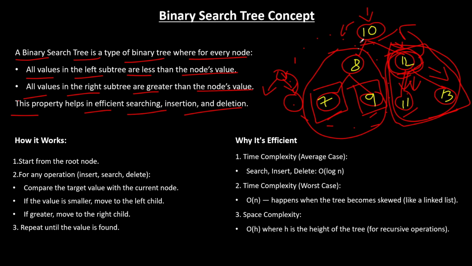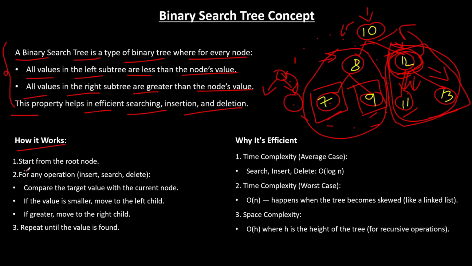Similarly, on the left-hand side, 8 is there, and to its left it is 7, and to its right it is 9, but 9 is smaller than 10. So everything in the left subtree will be smaller than that particular node, and everything in the right subtree will be greater than that node. That is what a binary search tree is.